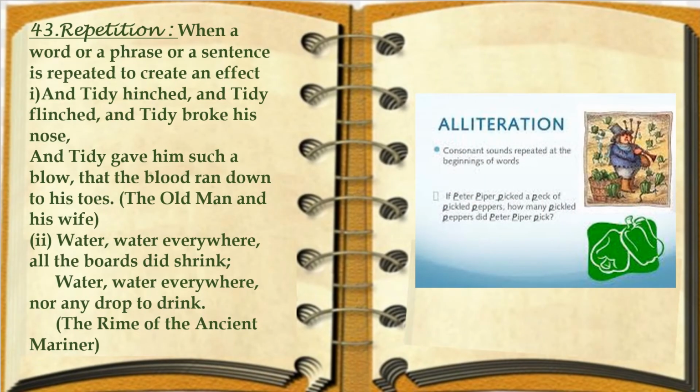Repetition. When a word or a phrase or a sentence is repeated to create an effect, to give an effect of listening, that is called repetition. And Tidy hinged and Tidy flinched and Tidy broke his nose and Tidy gave him such a blow that the blood ran down to his toes. So all this gives a beautiful rhyming effect, and that is why the repetition of words is done.